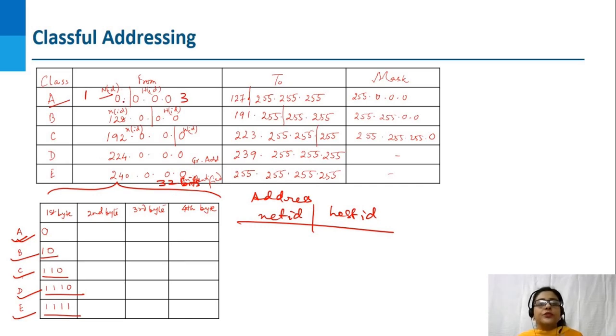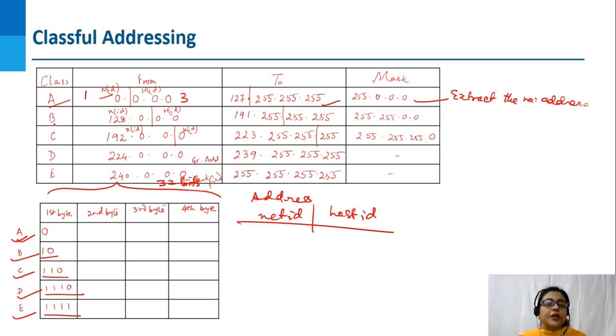Now it starts from 0.0.0.0 to 127.255.255.255. And this is known as the masking. Masking is basically used to extract the network address.